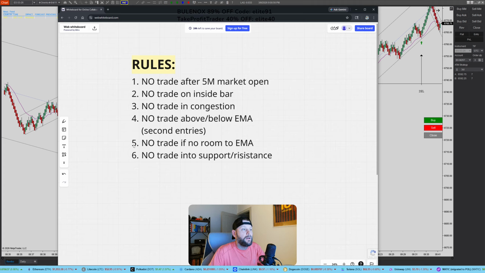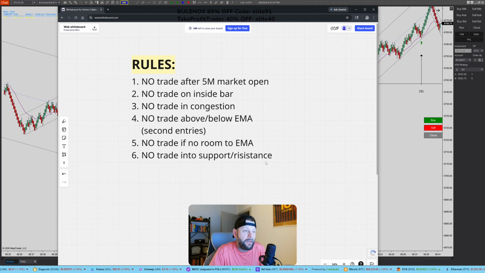Okay, number 5, no trade if no room to the EMA. Again, this applies to pretty much any trade, maybe not the range rules. In the range rules, the EMA doesn't really apply, but you do have to pay attention to the midline. But if there's a triple test and we're not ranging, we're actually climbing higher or lower, I have to have enough room to the EMA.